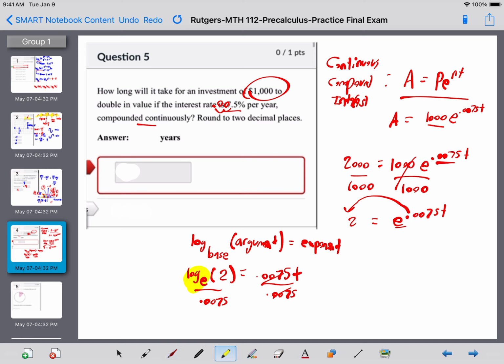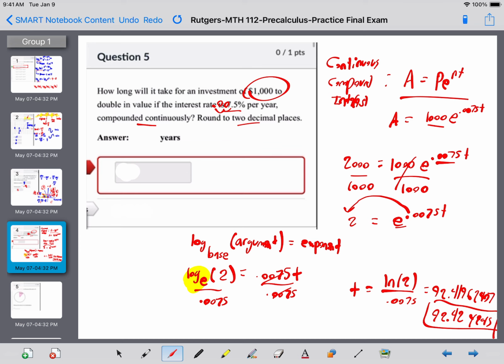If you have log base e, that is your natural log. So t actually equals ln of 2 over 0.0075. Put that in your calculator, and you end up getting 92.41962407. Round to the nearest 2 decimal places, so that will be 92.42 years. Okay.